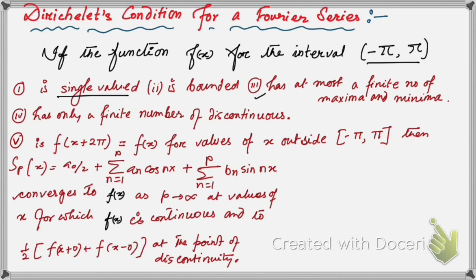One more important thing here, as you can see, is that this series converges to f of x when p tends to infinity at the values of x for which f of x is continuous. Suppose f of x is continuous at x equal to x naught, then this series will converge to f of x naught, right? And at the point of discontinuity, it converges to half of f of x plus 0 plus f of x minus 0, right? So now let me go to the next slide.